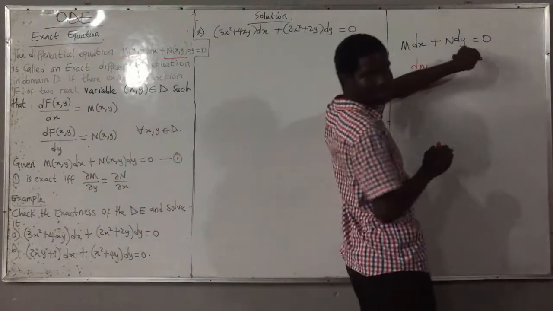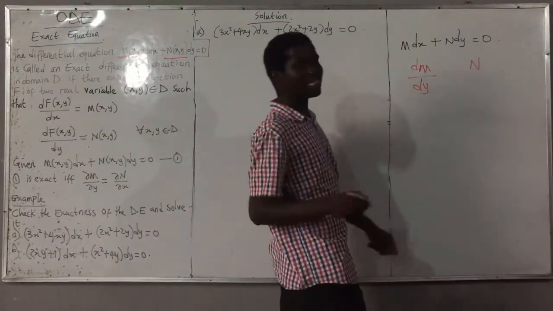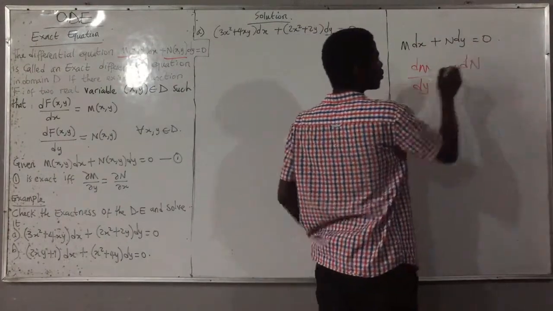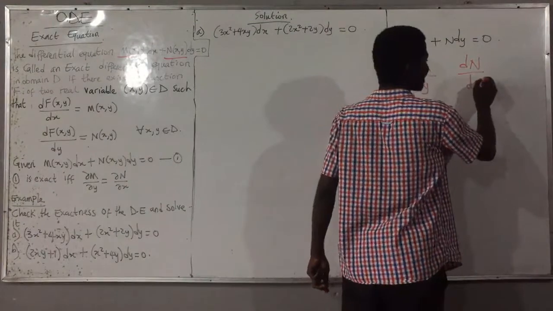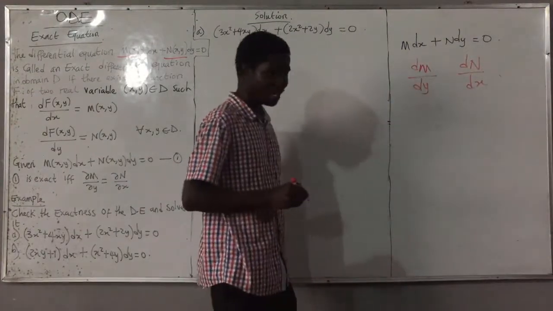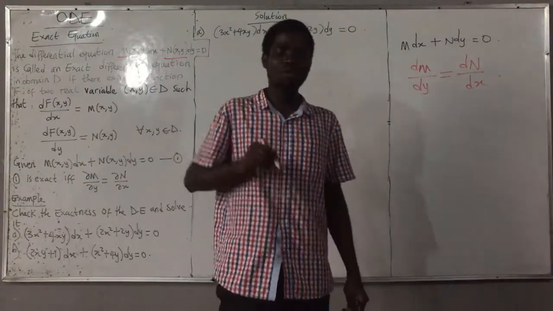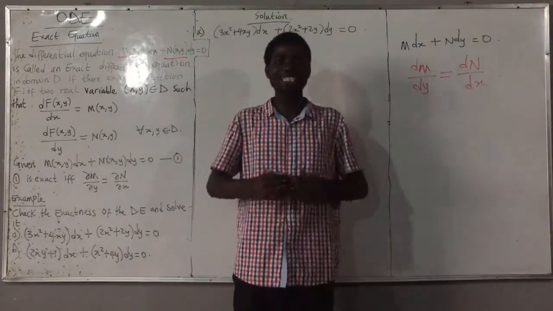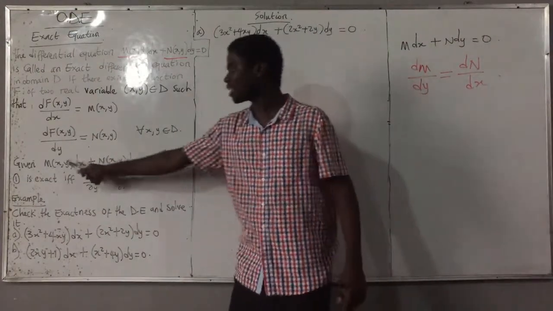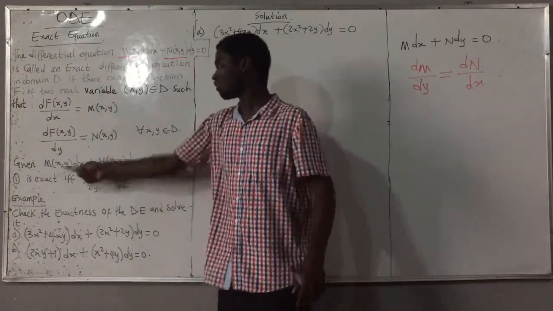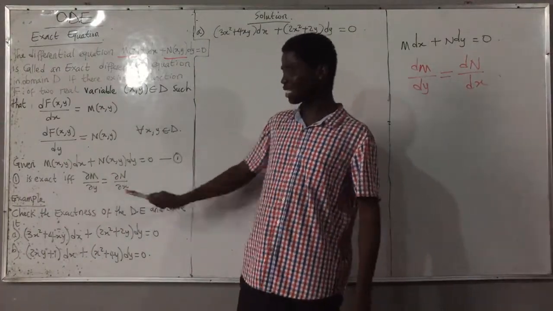Take the one, the coefficient of dy, N. Differentiate it with respect to what now? Don't differentiate it with respect to y again. Differentiate it with respect to x. Do you get that? If they are the same, then the differential equation is exact. So that's what this is saying. Given this, a differential equation is exact if and only if the partial of M with respect to y equals the partial of N with respect to x.